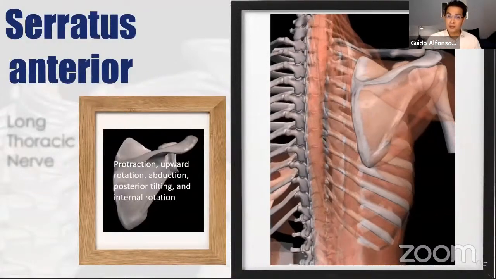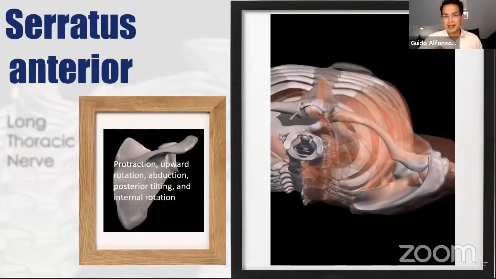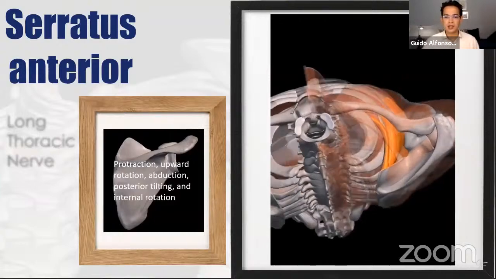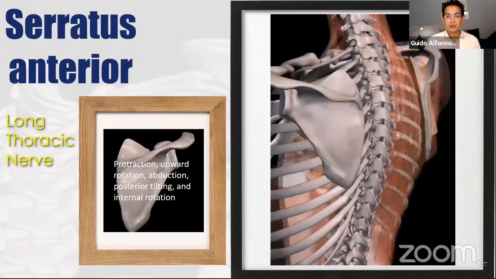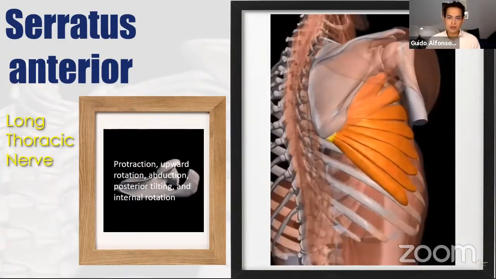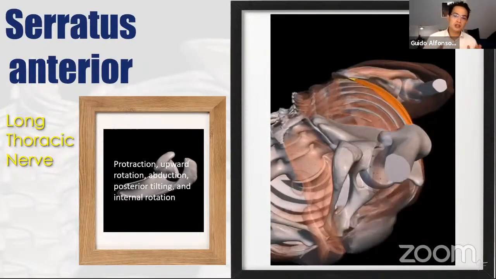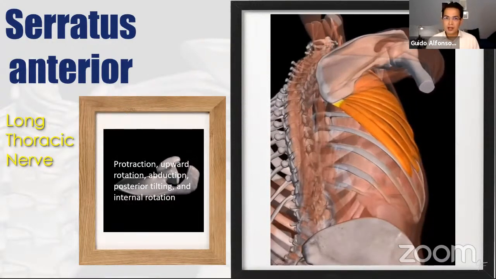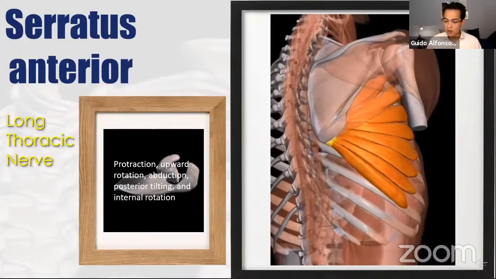In the other plane, remember, we just saw the posterior view. Now we are going to talk about the axial view. In this view, we find the serratus anterior muscle. This is a big and important muscle in the shoulder because it provides all these functions: protraction, upward rotation, abduction, posterior tilting, and internal rotation of the scapula, according to the fibers that it recruits in the movement.